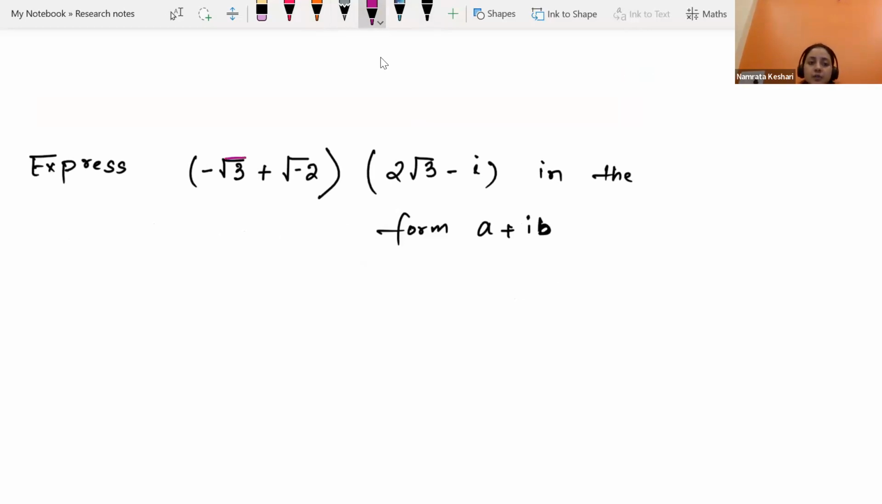This is minus root 3. We will multiply it with the first term, into minus root 3. Okay, root 3 into root 3 is 3, into the 2, is just minus 6, right? Yes or no? Yes, ma'am. Which is just minus 6. We will multiply the second term, minus root 3, with the I. It will be minus root 3 I.